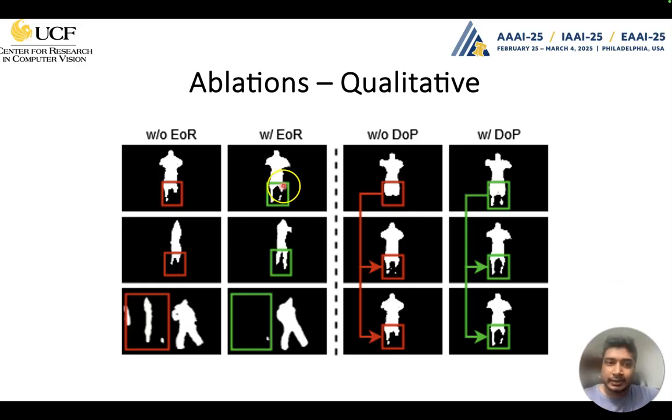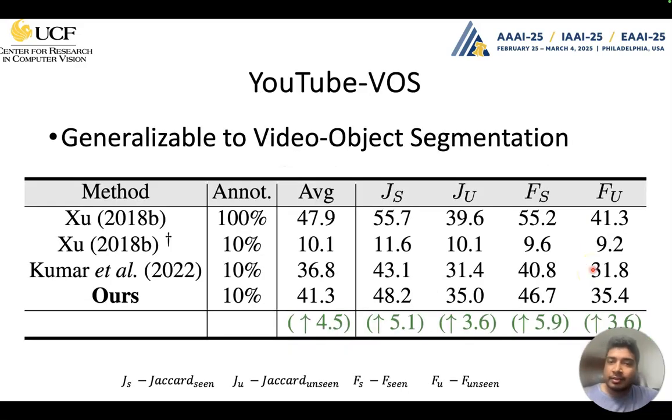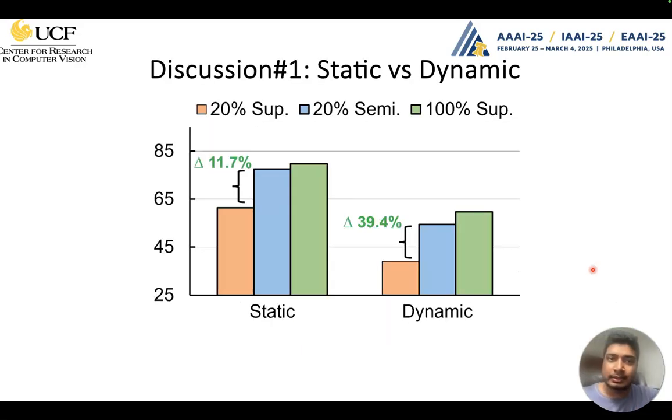These are the qualitative ablations, and we can see that with both error recovery modules, there is quite a gap which these modules help to fill. This helps with fine-grained localization mistakes, and on the right side we can see that the coherency is better maintained by using the DOP module. Now we also scale to a larger dataset like AVA, and we see a performance boost of 3.3%. Generalizing to YouTube VOS, our approach also generalizes to video object segmentation, which is again a different dense video task.